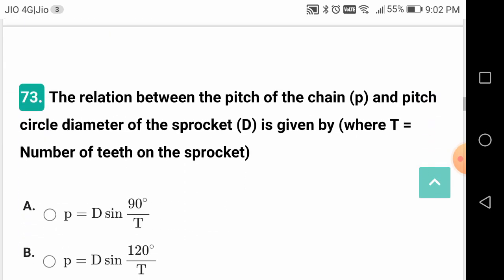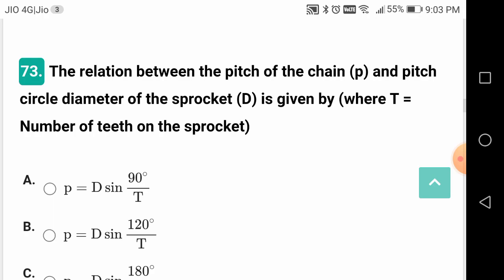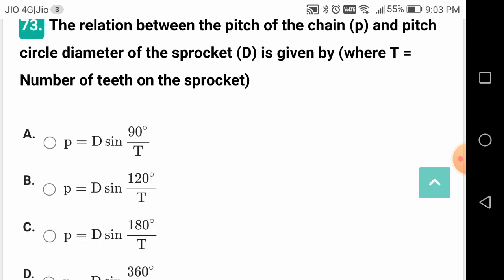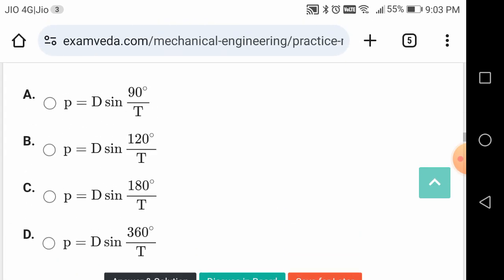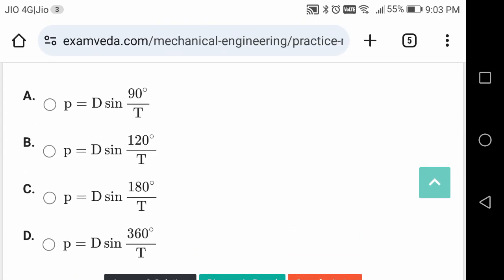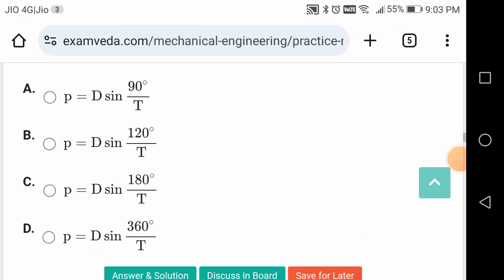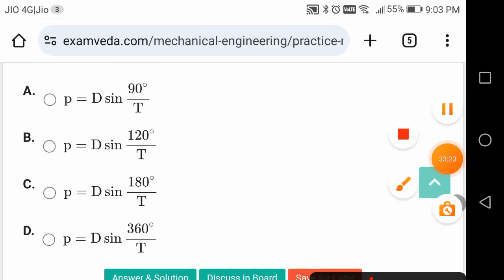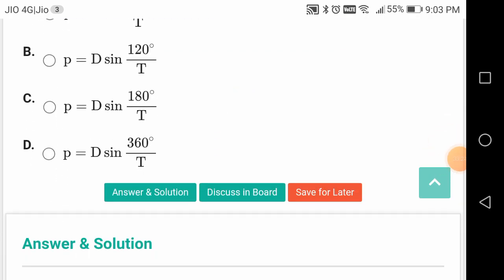The relation between pitch of the chain and the pitch circle diameter of the sprocket D is given by the relation, where T is equal to the number of teeth on the sprocket. So what is the correct answer? Let us see the answer. This is going to be C. From chains, p is equal to pitch is equal to D sine 180 degrees by T. T is the number of teeth on the sprocket.